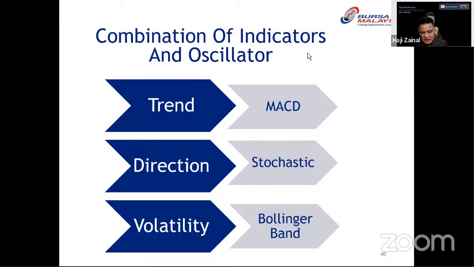So for direction, I use the stochastic, and for volatility, we use the Bollinger Band. I gave a talk about the Bollinger Band about a couple of weeks ago. You can find the video. It's free also, sponsored by Live Jam and Bursa Malaysia. I think it's also available on YouTube.